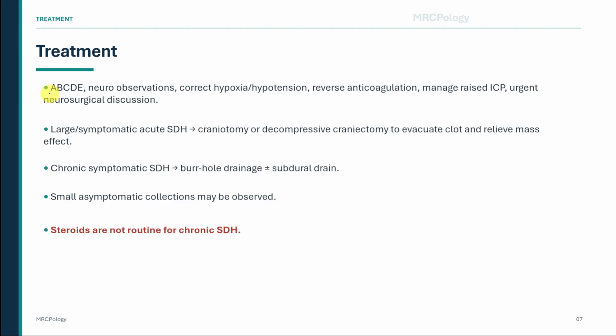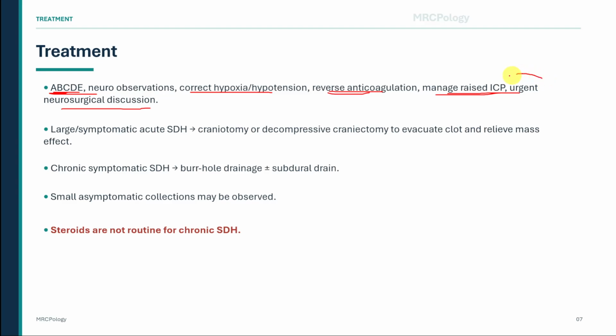Start with ABCDE. Correct hypoxia and hypotension because secondary brain injury is often what worsens outcome. Perform frequent neurological observations. Reverse anticoagulation when appropriate. Treat raised intracranial pressure and involve neurosurgery urgently.